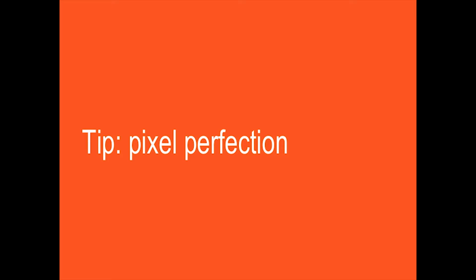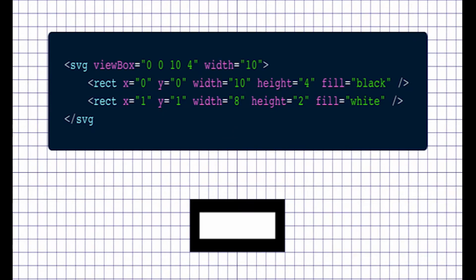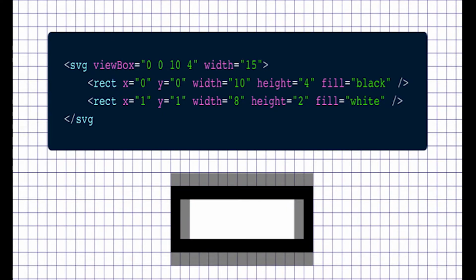Now, I just want to give you a little tip about making your SVGs appear as good as they possibly can. Here we've got an SVG, 10 pixels wide, 4 pixels tall. We've got 2 rectangles in there. The first one takes up the full view box, and the second one is 1 pixel in from each edge. This is showing it magnified 20 times, so that grid in the background is representing physical pixels. So you can see that the black borders are 1 pixel thick, and they're aligning perfectly with the grid.